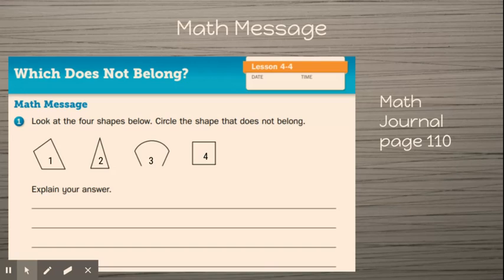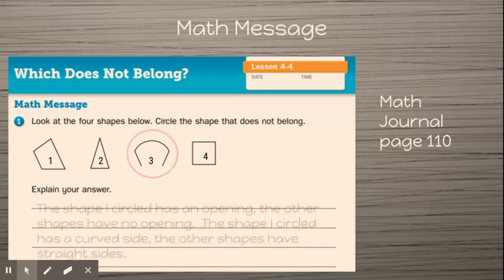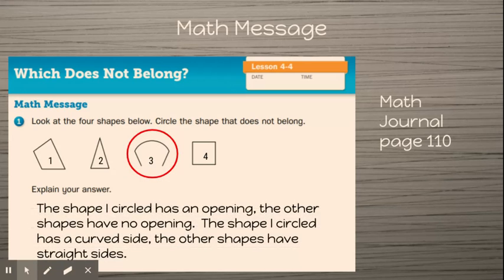All right, in your math journal, I want you to circle the shape that does not belong. So we have shape 1, 2, 3, and 4. In your book, you don't have the numbers, but go ahead and circle it and answer it with the number. You should have circled shape 3. And for the reason why this shape does not belong, I want you to type why you think it doesn't belong. I said that the shape I circled has an opening. The other shapes have no openings. The shape I circled has a curved side. The other shapes have straight sides.